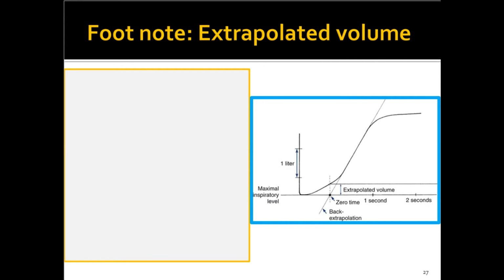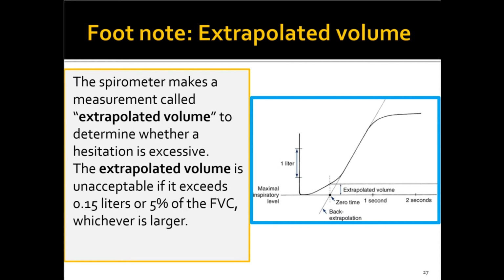Footnote: extrapolated volume. The spirometer makes a measurement called extrapolated volume to determine whether a hesitation is excessive. The extrapolated volume is unacceptable if it exceeds 0.15 liters or 5% of the FVC, whichever is larger.